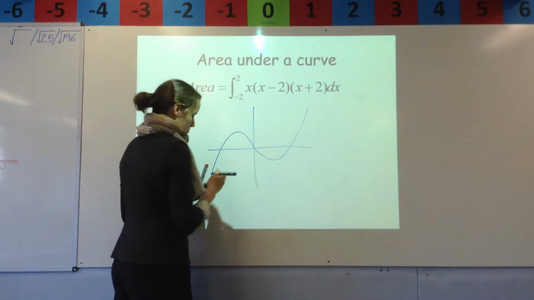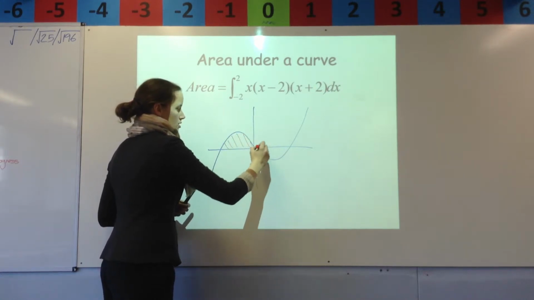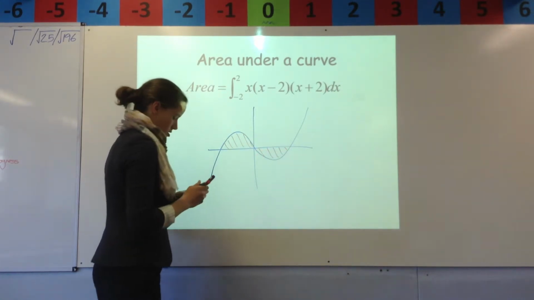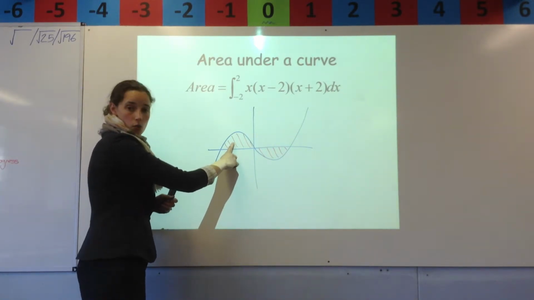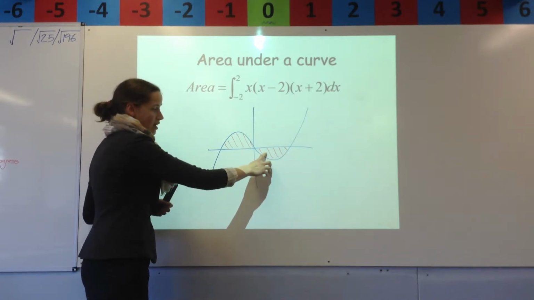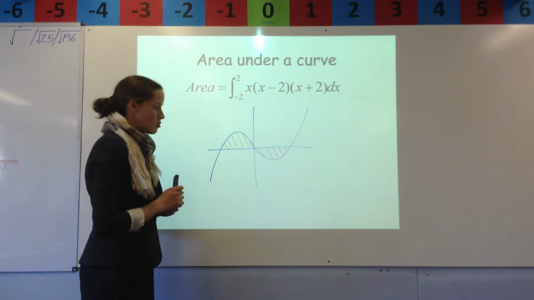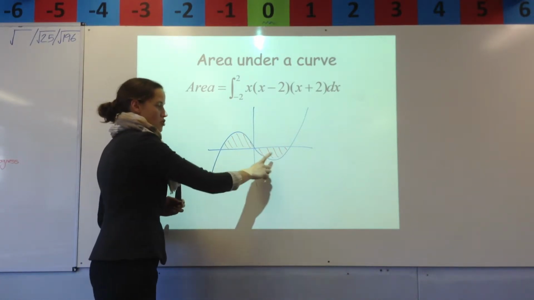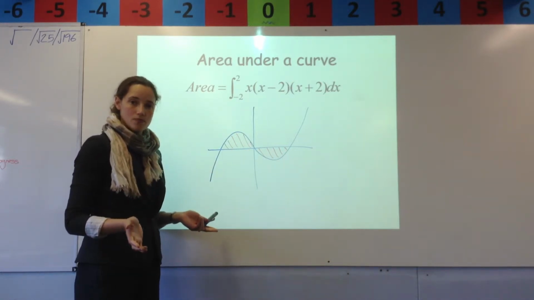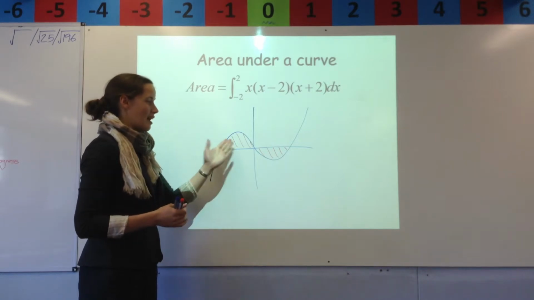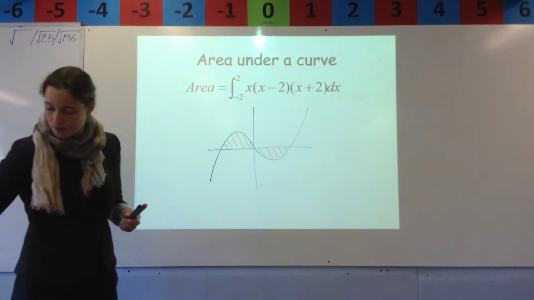Here's our x cubed graph. And what we've got is an area in here and an area in here. But when we integrated it, we found that this area here was positive, and this area here, because it's underneath the x-axis, came out as negative. So actually these two areas cancelled out and gave us an area of 0. Now, we can see that the area is not 0. So we need to be a little bit more clever about this.